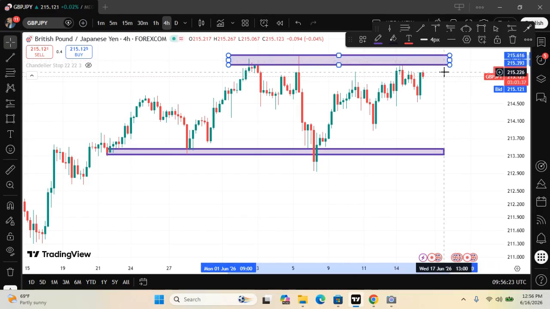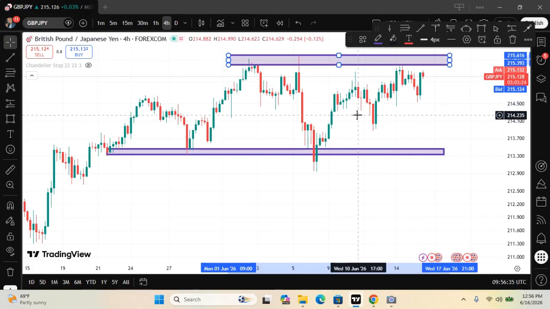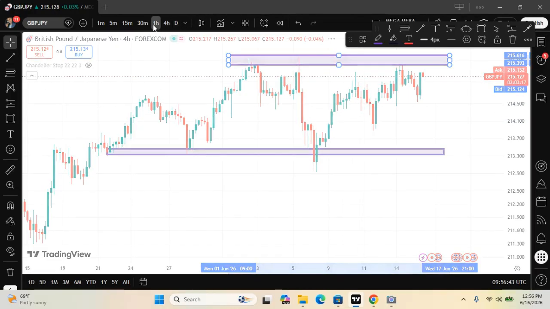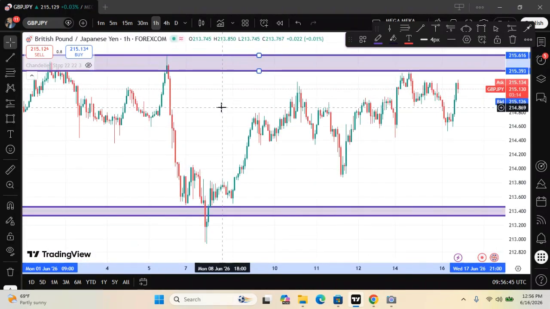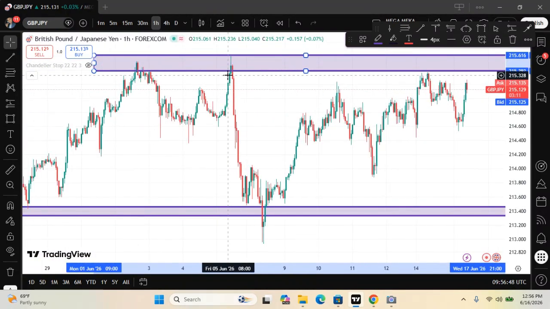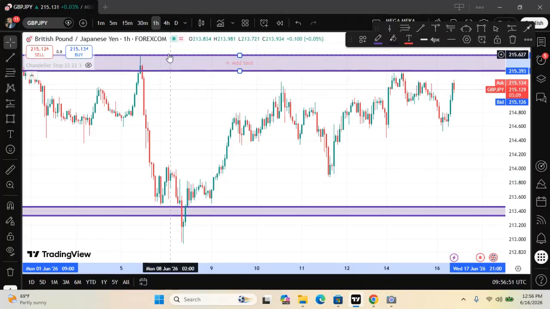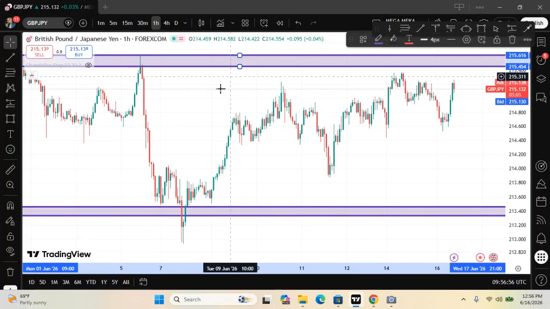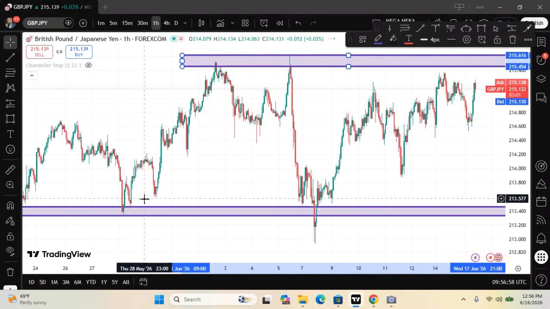One mistake beginners make is drawing too many zones. You don't need 20 zones on your chart. You only need the most obvious areas where price has reacted multiple times. Okay? If your chart looks messy, you're probably drawing too many levels. Keep it simple. What I do next is I go to my 1 hour chart and I make sure that everything is still clean. See, it's at the top of the wick to the top of the body. We want to keep it clean.